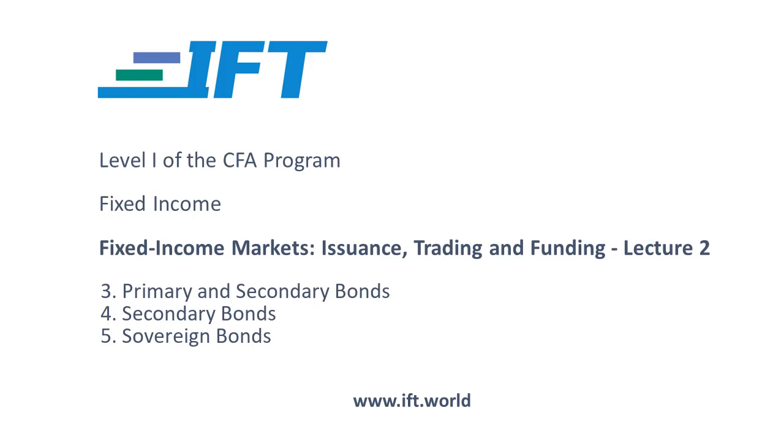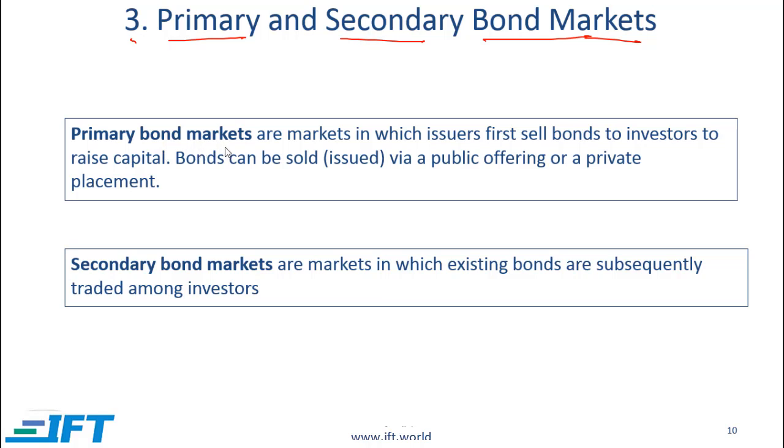Section 3, Primary and Secondary Bond Markets. Primary bond markets are markets in which issuers first sell bonds to investors to raise capital. Bonds can be sold or issued, these terms are used interchangeably, via a public offering or a private placement. Secondary markets are markets in which existing bonds are subsequently traded among investors.